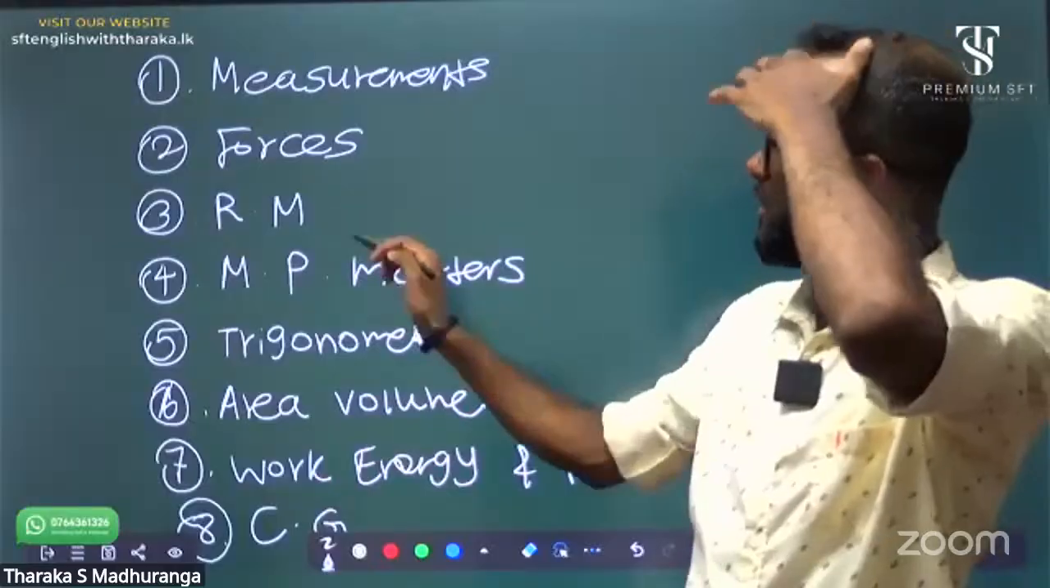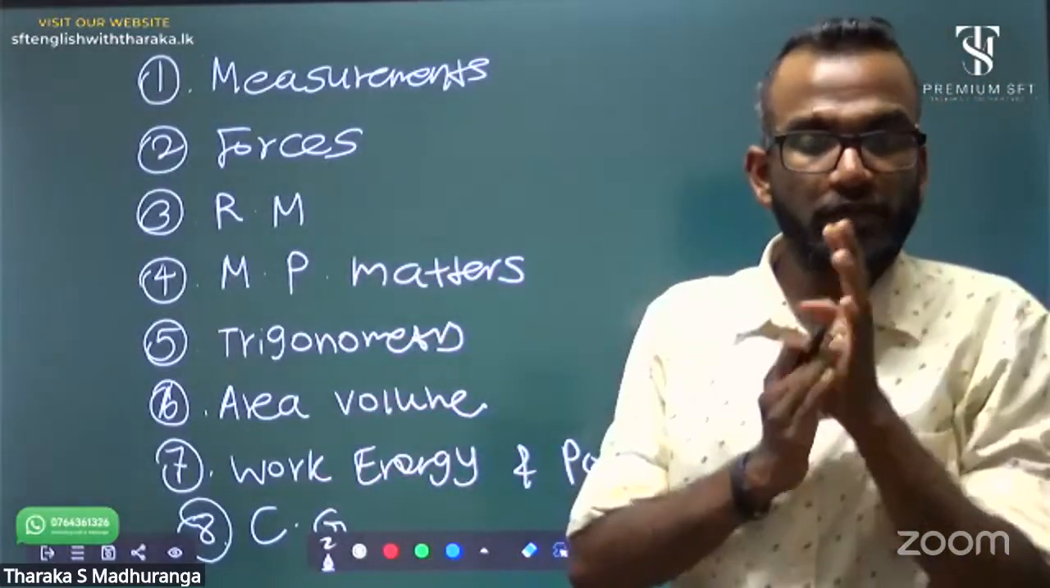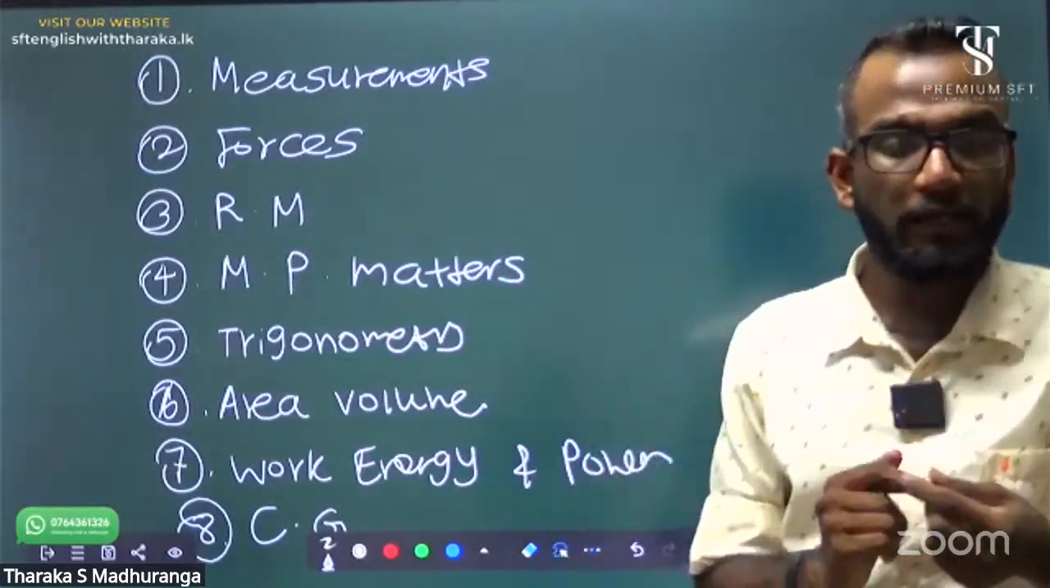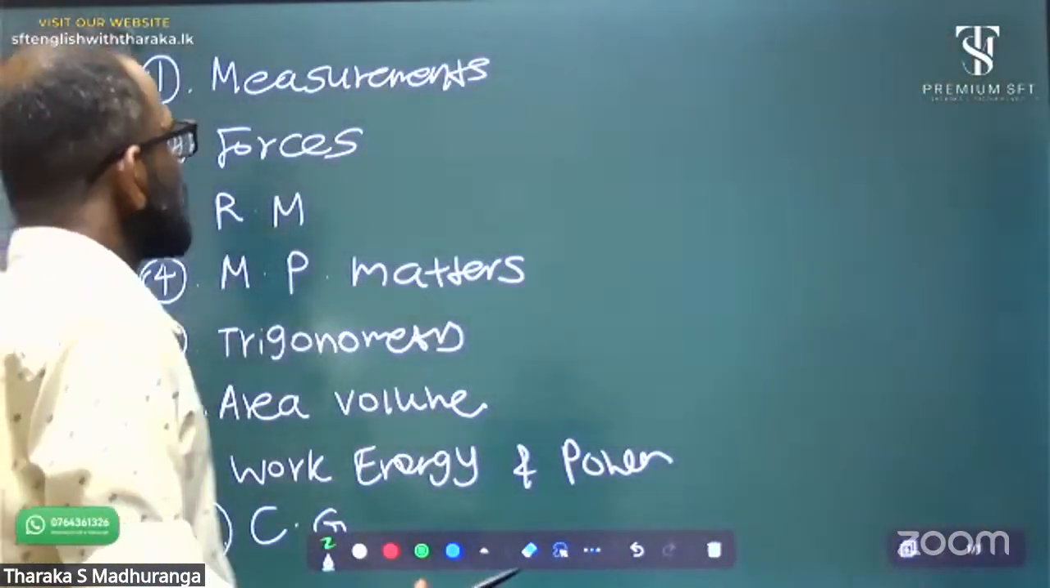Okay, 1, 2, 3, 4, 5, 6, 7, 8, and part of Pythagoras theorem completed. We have another small part, Pythagoras triples. Pythagoras triples only we have. Right.